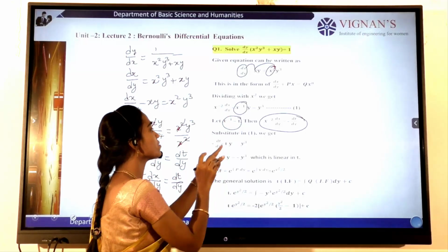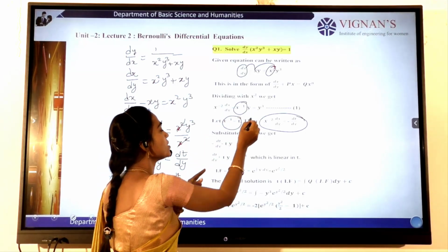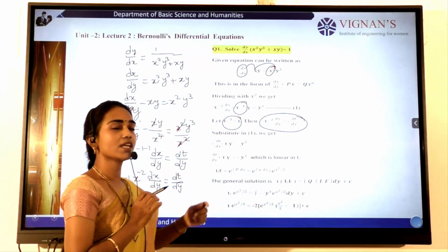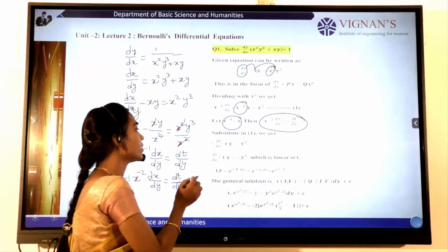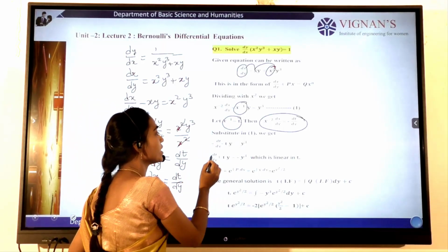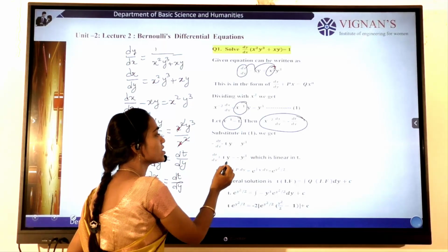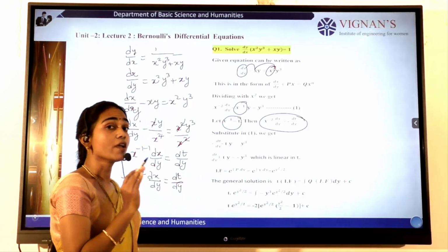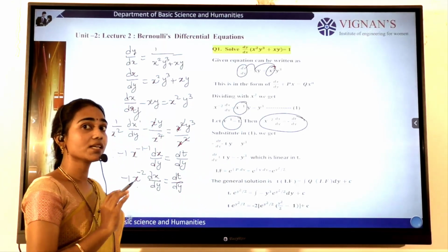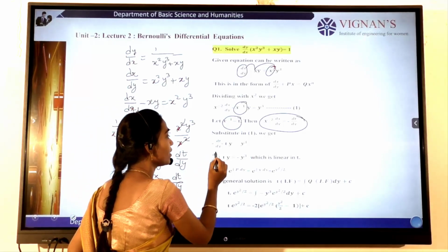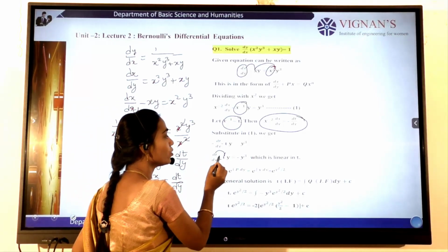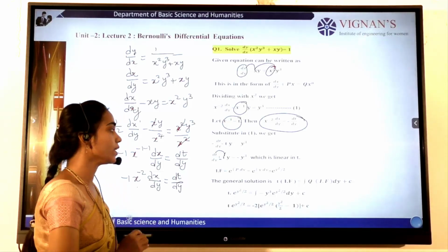What is our x power minus 1? t. t into y is equal to y cube. Now just change the symbols to convert this into a linear equation. If we change the symbols, it becomes dt by dy plus ty is equal to minus y cube, which is linear in t, right? Here we have a dependent variable t, so it is a linear equation in t.